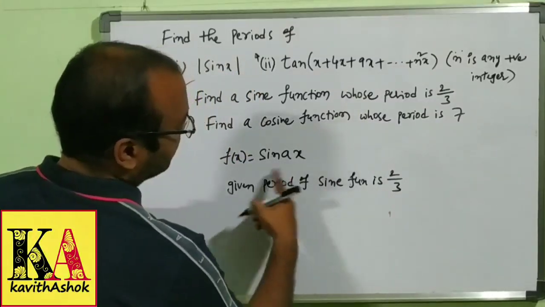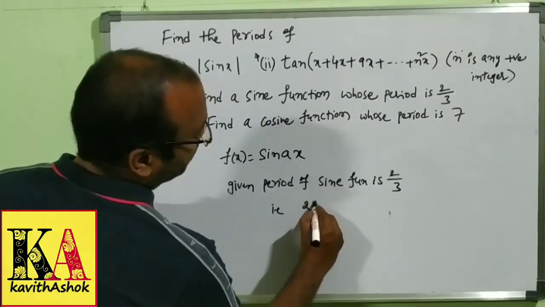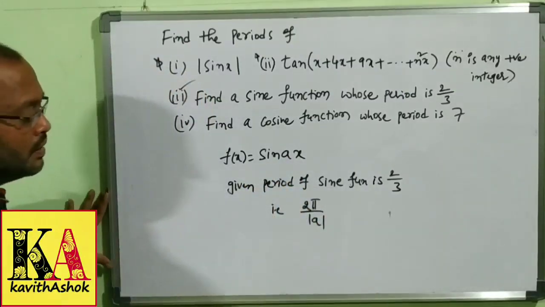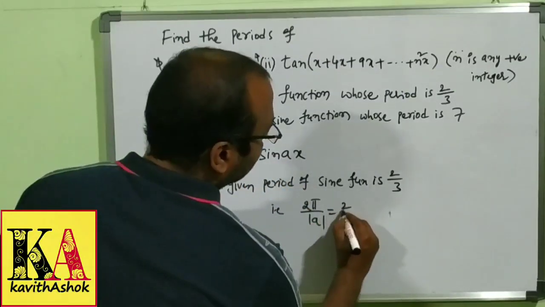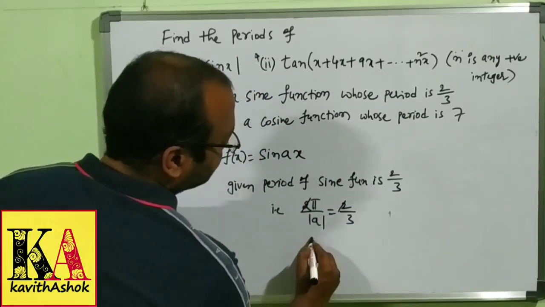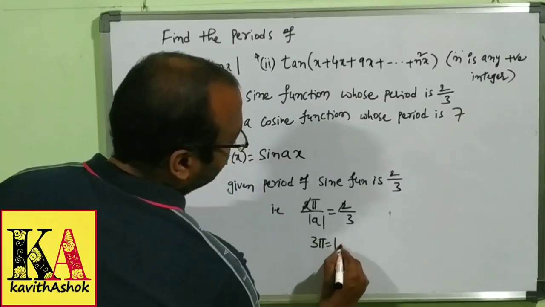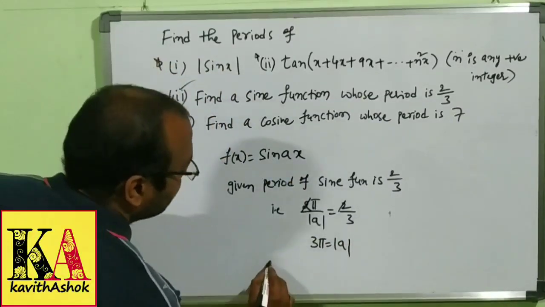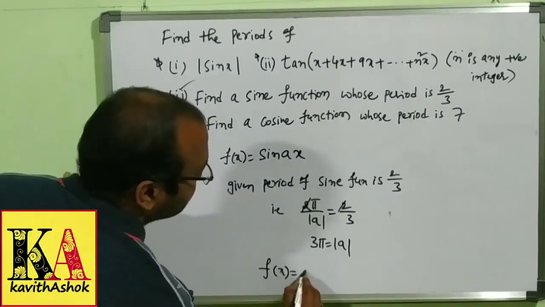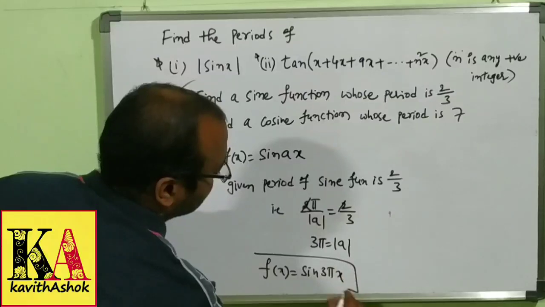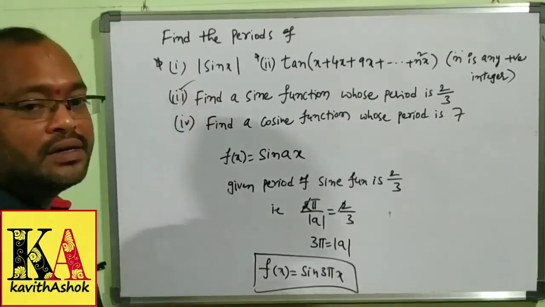That is, the sine function period is what? 2 pi by mod a. Why? Because the x coefficient is a. This value is given as 2 by 3. 2 gets cancelled. Okay, cross multiplication. 3 pi is equal to mod a. Mod a is nothing but a only, no problem for that here. So f of x is equal to sine 3 pi x. This is our required function.